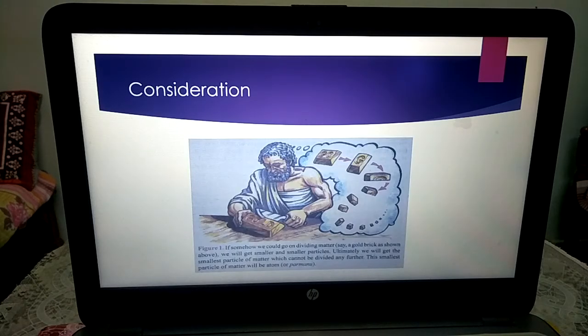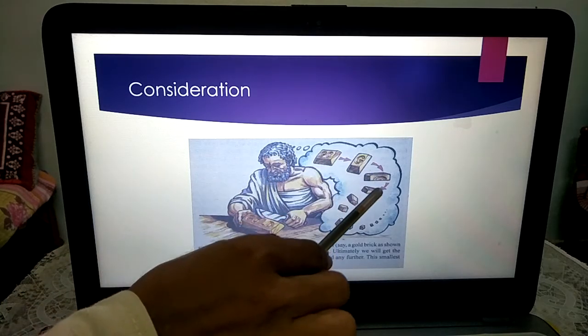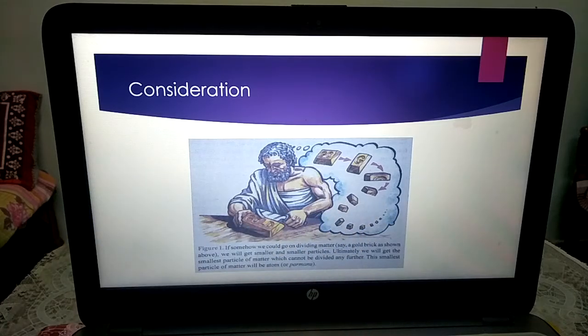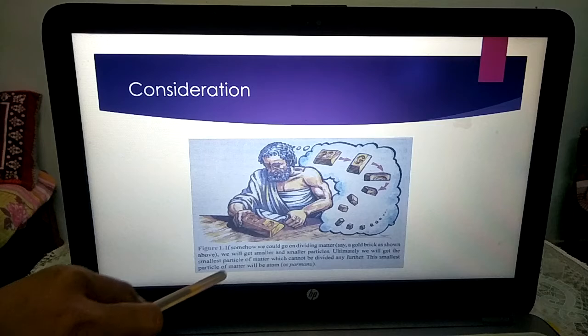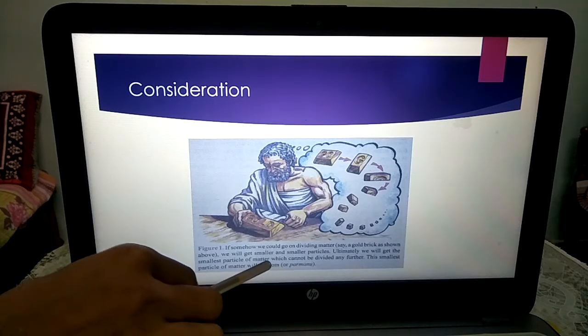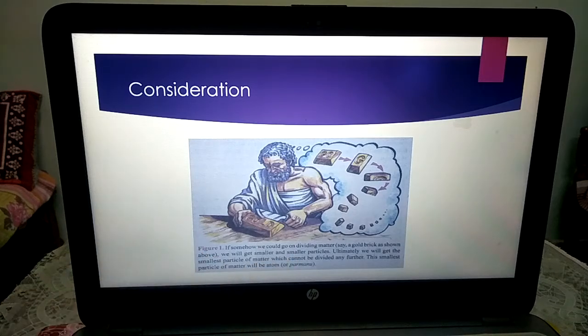Now, if somehow we could go on dividing matter, say a golden brick, if we break it into smaller and smaller particles, at last you will reach a fine small particle. See, from a big brick you are making those pieces, and at last you are getting a fine small particle, and further you cannot divide it. This smallest particle of matter will be an atom, or परमाणु, as we call it in Hindi. The smallest particle is called an atom.